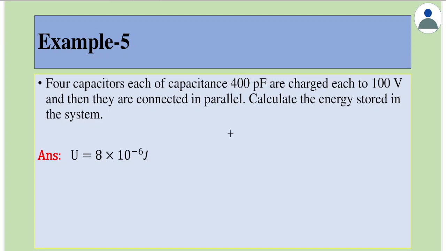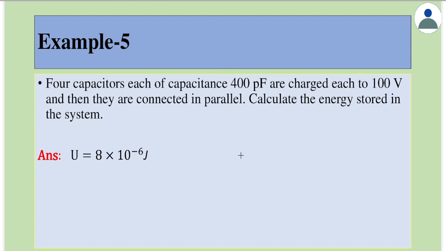Example 5 says 4 capacitors, each of capacitance 400 picofarad, are charged each to 100 volt and they are connected in parallel. Calculate the energy stored in the system.